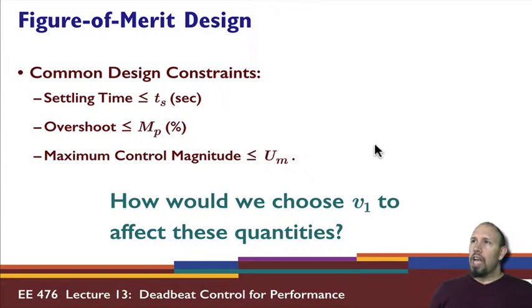Okay, so now when it comes to doing things like figure of merit design, we want to design a controller to satisfy certain criteria. So we talked about the performance program already. So how do we go about doing that? And here are the common design constraints: settling time less than some value, overshoot less than some percentage, maximum control magnitude less than some number. So the question is, how would we choose our unknowns to satisfy these types of inequalities?